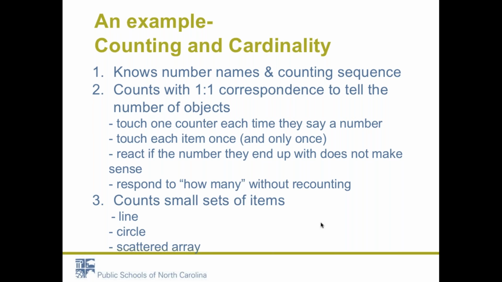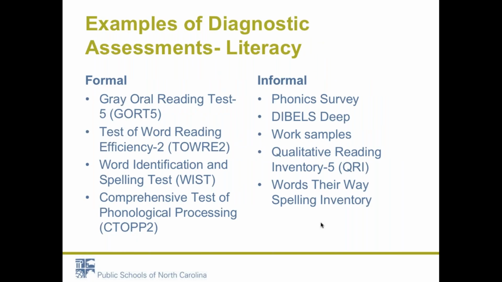And then the next step in this progression would be being able to count small sets of items, either in a straight line, in a circle, or in a scattered array. So that's just a small sampling of a developmental progression in the area of counting and cardinality, and certainly is not comprehensive of that progression, but just gives you an idea of what we're talking about there.